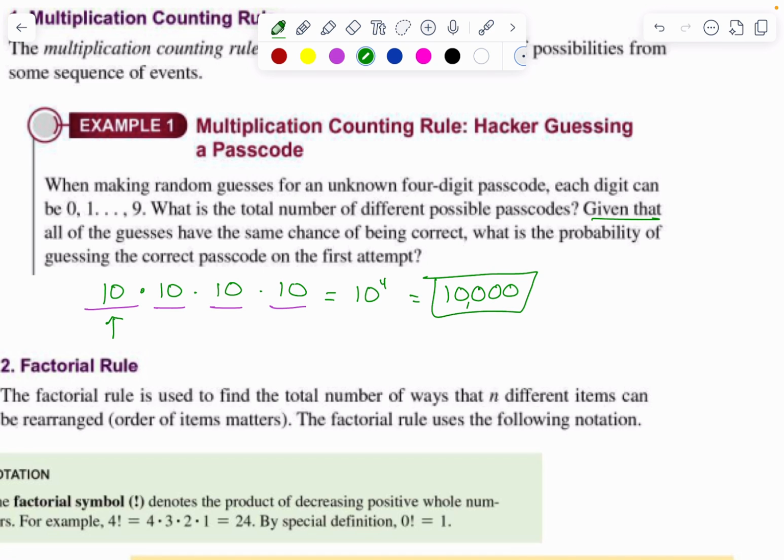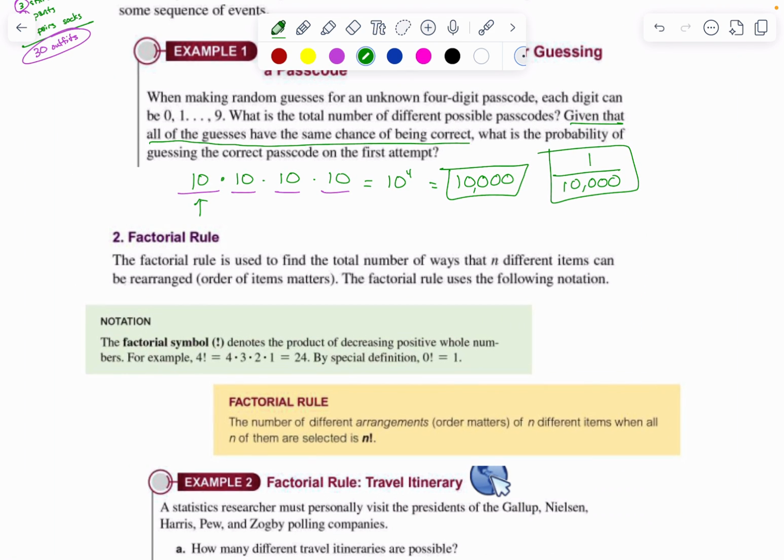Now it says, what is the total number of different possible passcodes? That's one answer. Given that all of the guesses have the same chance of being correct, what is the probability of guessing the correct one on the first attempt? 1 over 10,000. Now they ask it as a probability and it's 1 out of 10,000, which is a really, really small percentage, right? Yeah, very unlikely to happen.